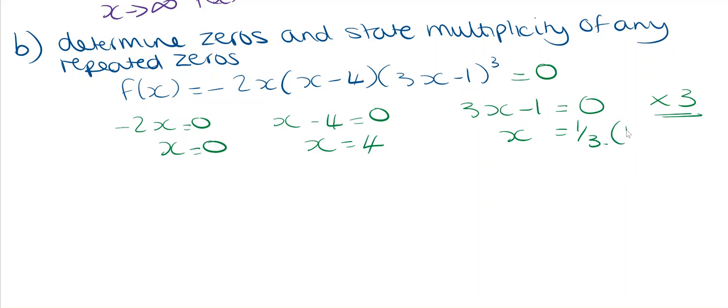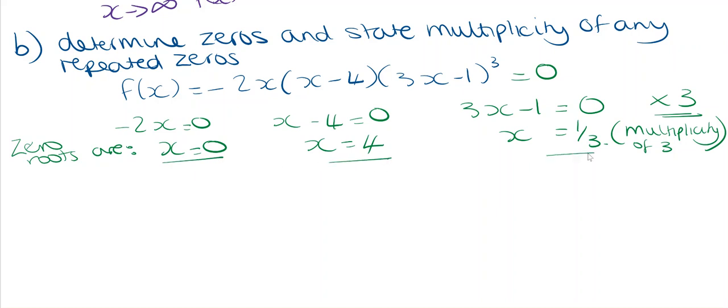And it's going to be a multiplicity of 3. So the roots are at x is 0, x is 4, and x is a third, but they're repeated. So this is a repeated root.